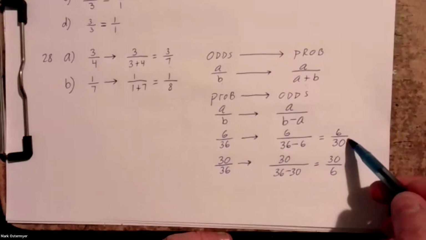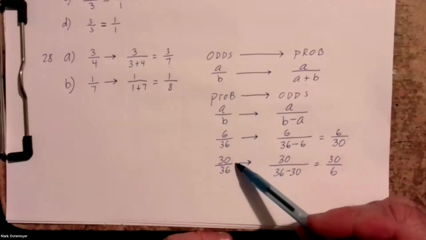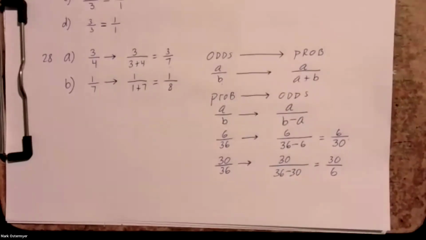Notice it's a reciprocal of the odds of rolling doubles when you roll two dice. This is the probability of rolling doubles. This is the probability of not rolling doubles. Okay. Hopefully you're starting to gain a better feel for the relationship between probabilities and odds here. All right.